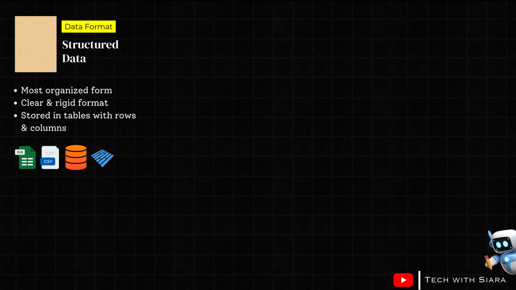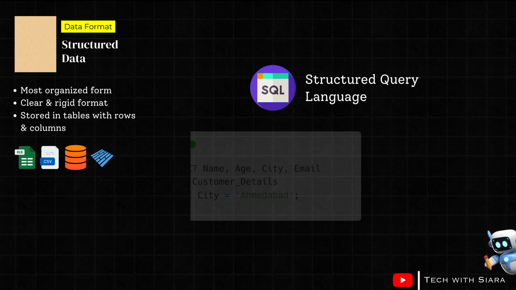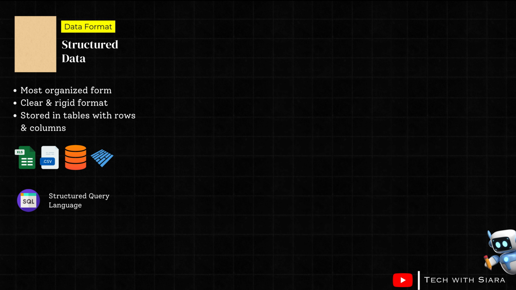When you want to dive deeply into structured data, for example, searching for specific records or analyzing patterns, you'll use a language called SQL, which stands for Structured Query Language. SQL is a powerful tool that helps you query or ask questions about the data stored in your relational database. Here is a sample SQL query to get a list of customers from the city of Ahmedabad. But don't worry if that sounds complicated right now. We'll get into SQL later.